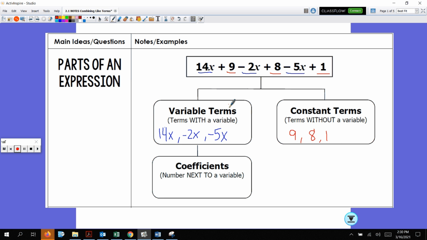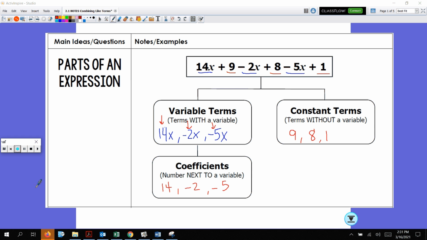Then if we further define our terms, a coefficient is the number next to a variable, okay? So the numbers next to the variable are 14, negative 2, and negative 5. They all come from the variable terms, but they are the number in front. That's called a coefficient. So we write those down. 14 is a coefficient, negative 2 is a coefficient, and negative 5 is a coefficient. The number in front of our variable terms.